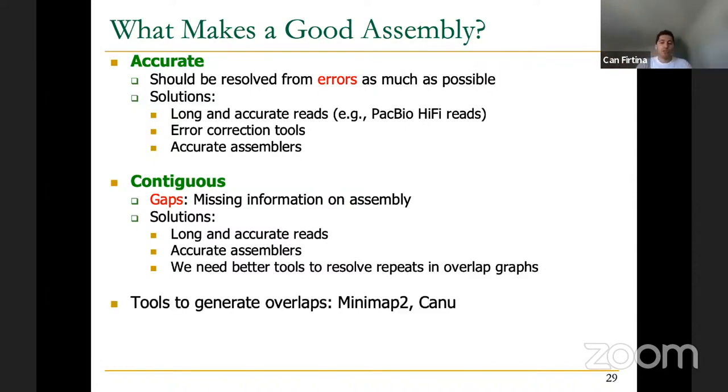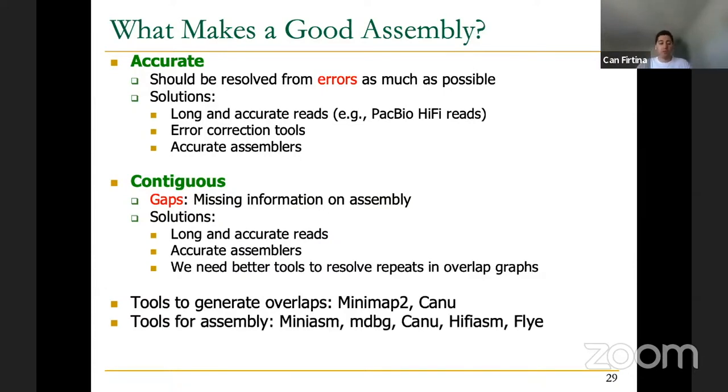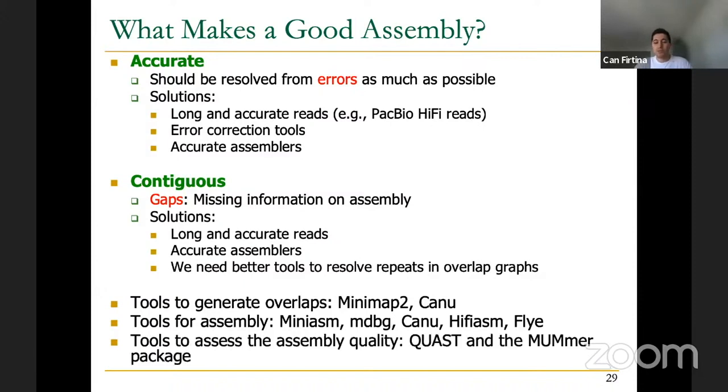And if you are curious, there are certain tools that you can use for each step. For example, if you want to generate the overlaps, you can use Minimap2 or Genome. If you want to generate the de novo assembly, you could use Miniasm, MDBG, Canu, Hifiasm or Flye. These work with different types of data, different types of sequencing technologies, and they have different profiles in terms of performance and accuracy. And how are you going to assess the assembly that you just generated, right?